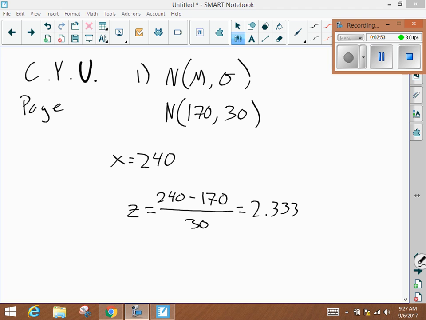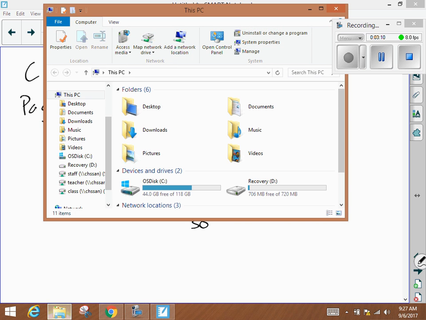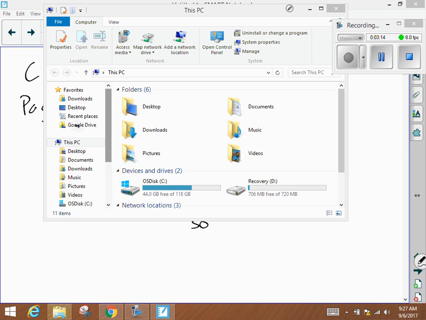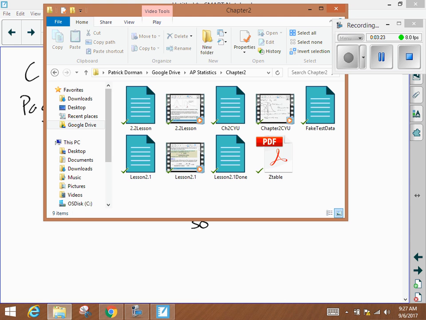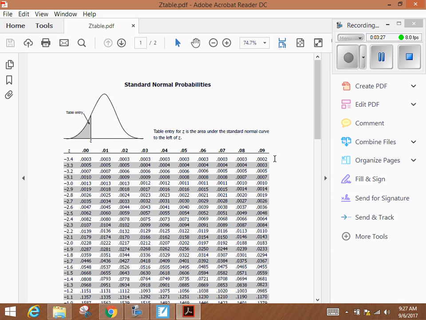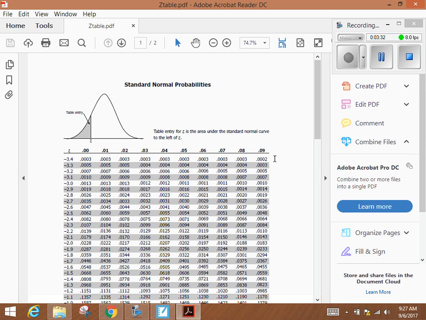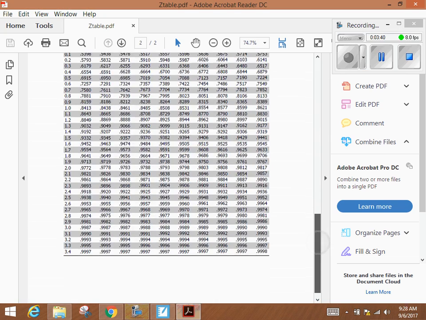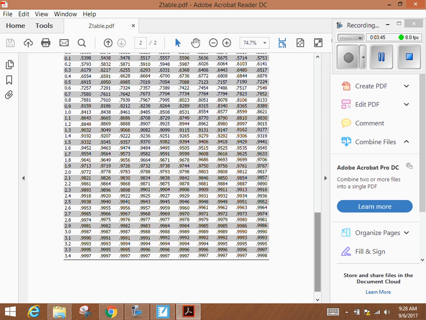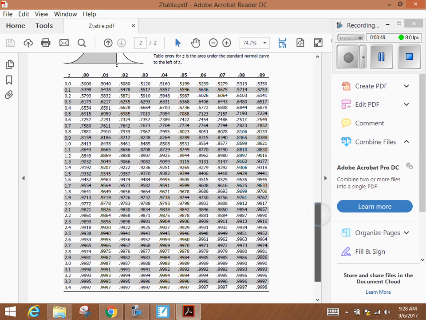So we need to now find a proportion that corresponds to this. Remember how we're going to do that. We're going to go to our table, which I have located in a file right here. Breathe. Come on, technology. All right. 2.33. Is that 0.9901? Yes, 0.9901. And we want to know how many were below, right?